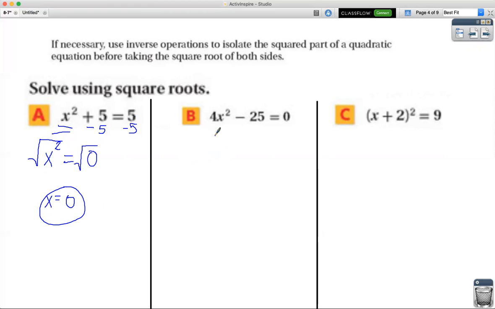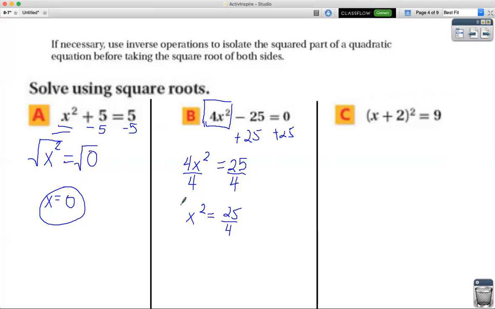Now we have 4x squared minus 25, but we want to make sure that the x squared term is alone. So we need to isolate this. In order to do that, you want to add positive 25 to each side of your equation. So 4x squared is equal to positive 25. However, we're not yet done. Remember, the objective was to make sure that the x squared term is by itself without a leading coefficient other than 1. So we need to divide the entire equation by 4, so that this is just 1x squared. So x squared is equal to 25 over 4.